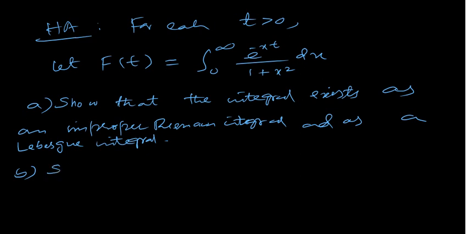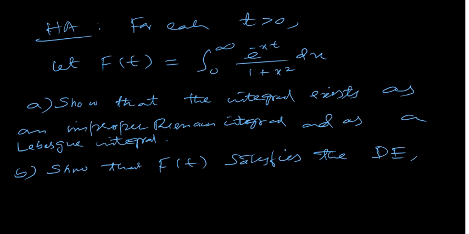Show that f satisfies the following differential equation. Just as you did in that theorem, where f of t had a differential equation, you have to check that this f of t also satisfies a certain differential equation. That one had first order, but this one has a second order differential equation. Show that f of t satisfies the differential equation: f double dash t plus f of t is equal to 1 over t.